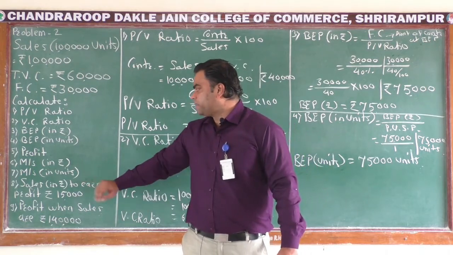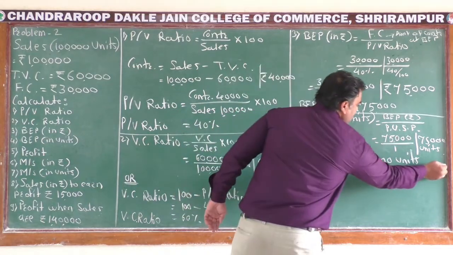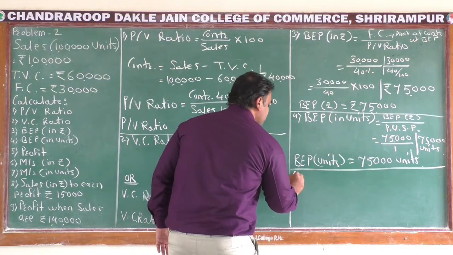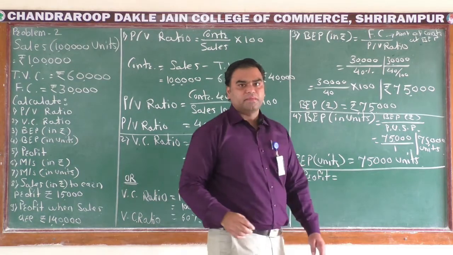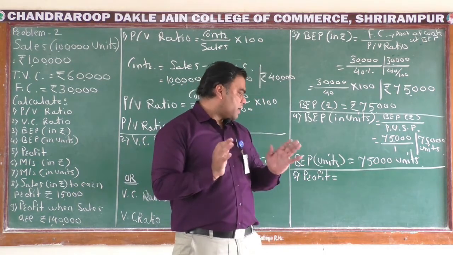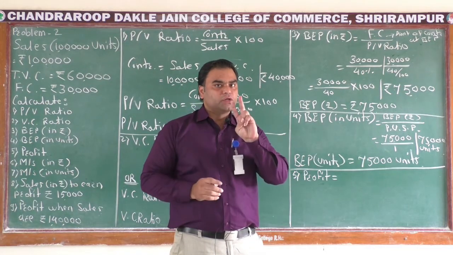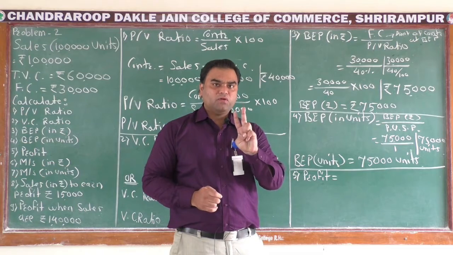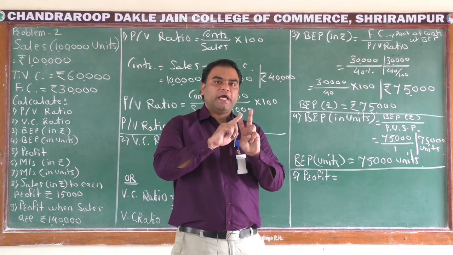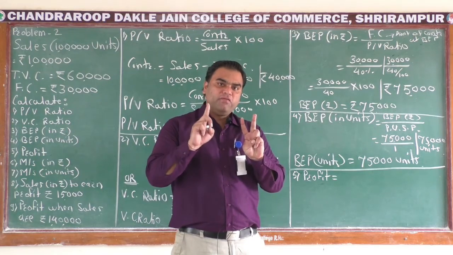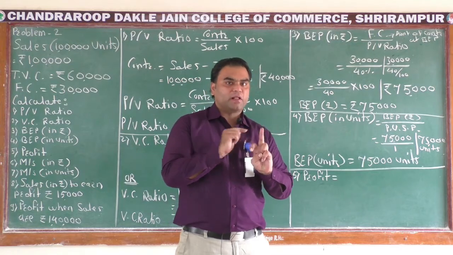Now we are going to calculate the amount of profit. How to calculate the profit? As we know, the amount of contribution includes two contents. Which are these two? Fixed cost and profit. That's why when we deduct the amount of fixed cost from the amount of contribution, profit will remain.